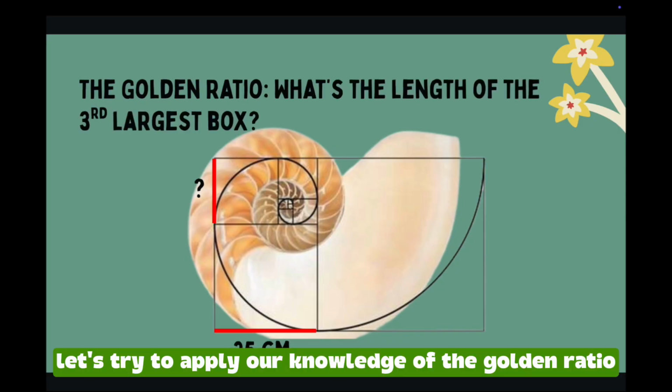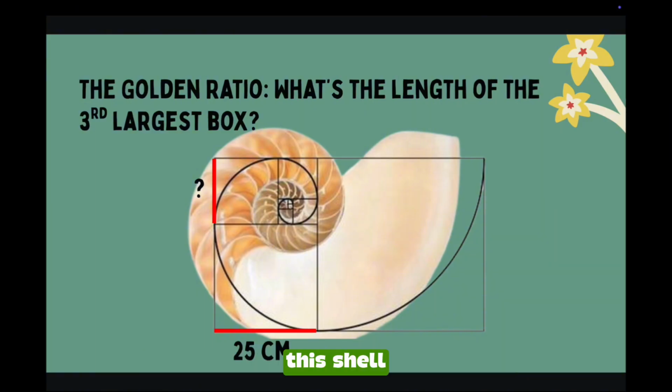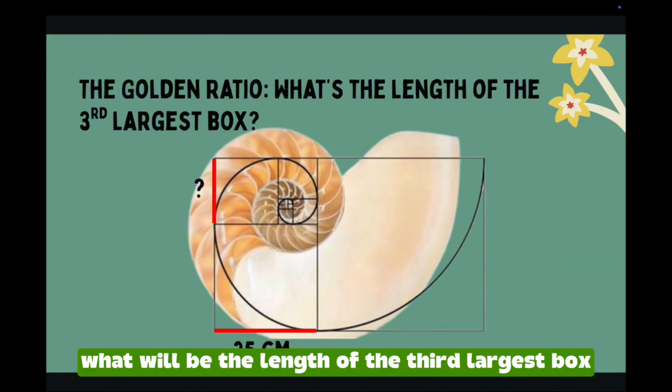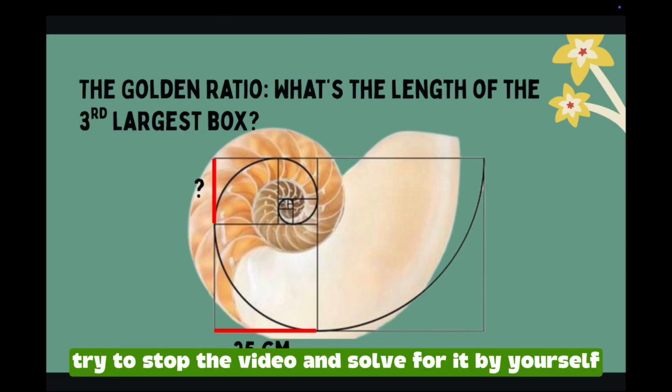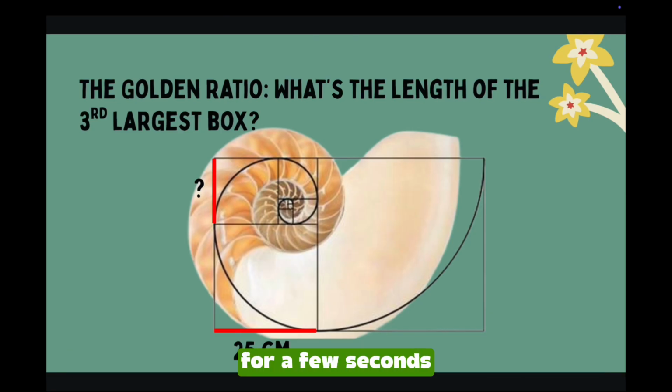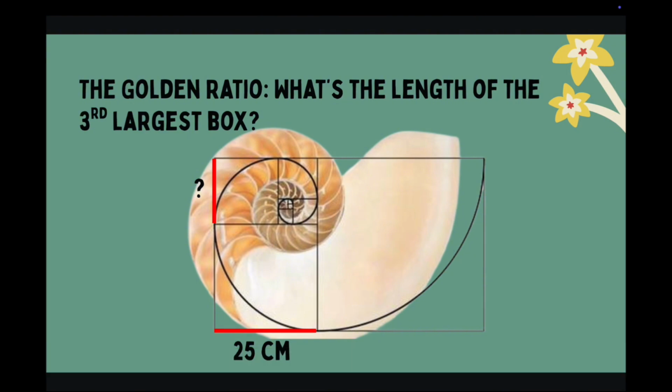So let's try to apply our knowledge of the golden ratio to solve a little problem regarding this shell. What will be the length of the third largest box if the side length of the second largest box is 25 centimeters? Try to stop the video and solve for it by yourself for a few seconds. Here, let's try to use the golden ratio to solve this problem.